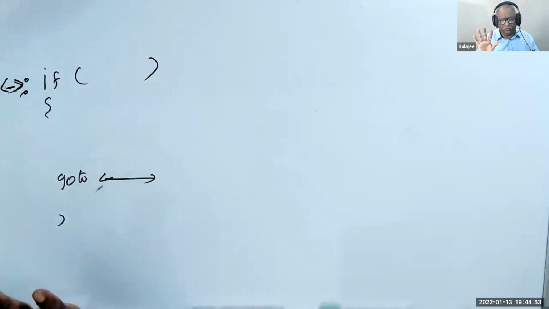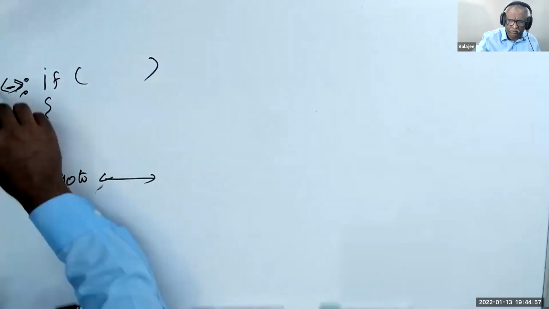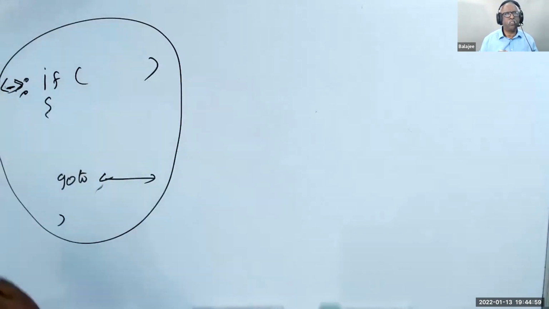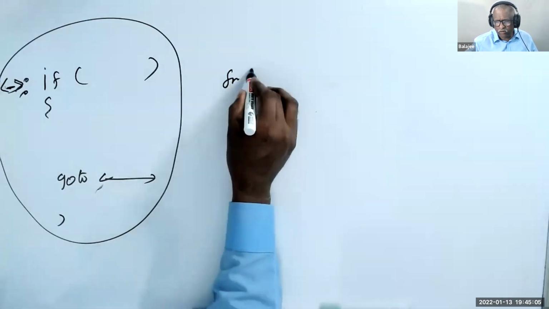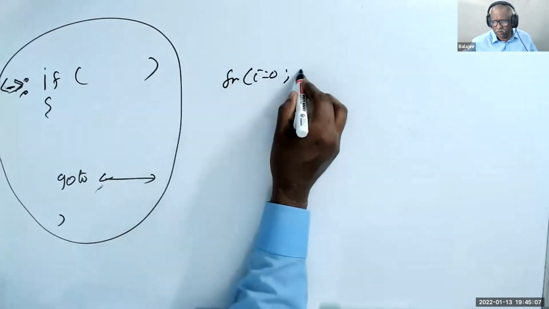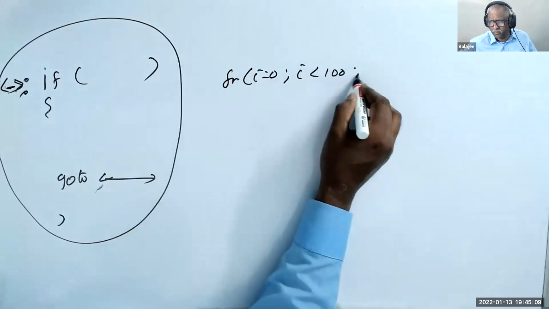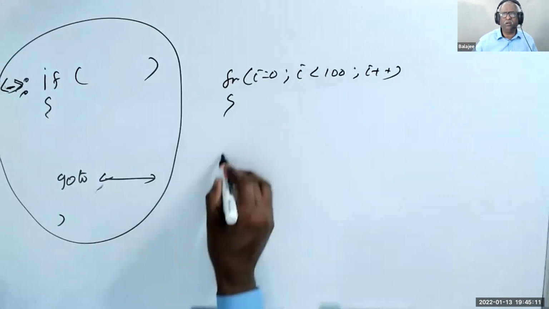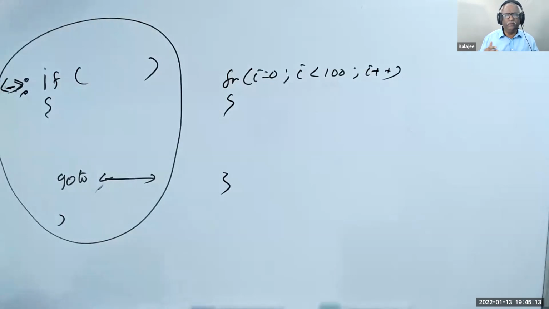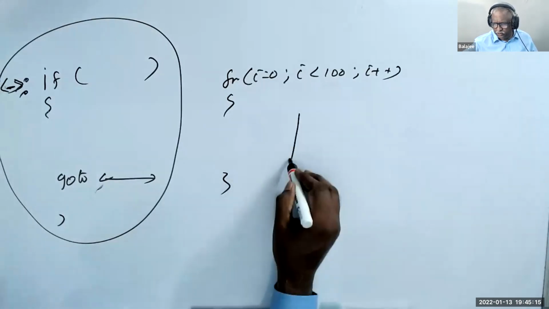This is the programming logic. You have to know this perfectly. Understand? This has to be very clear. Second is for. Do a small program.